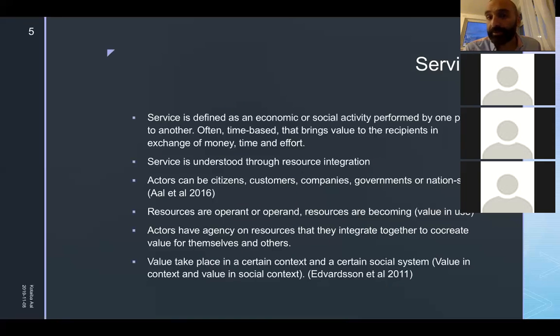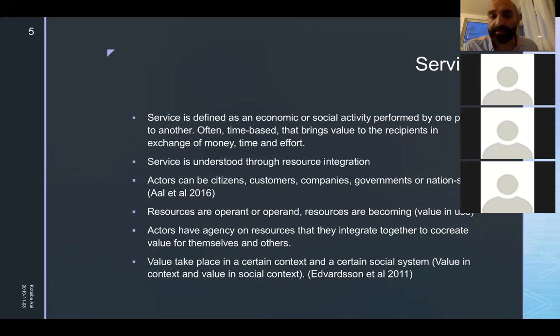Service is always understood through resource integration, as I said, when I use the resources that I have. The doctor's most important resource is not only the tools, which we call operand resources. It's actually the skills that the doctor and the nurses have. This kind of skill is the major skill, which we call operant resources. It's a major important skill for performing the service.